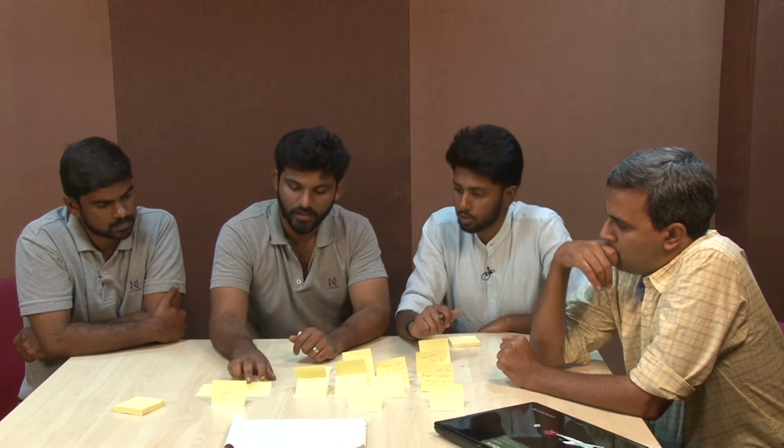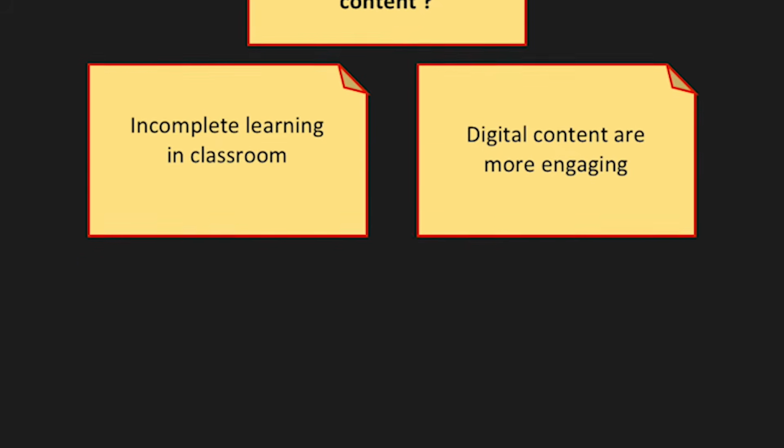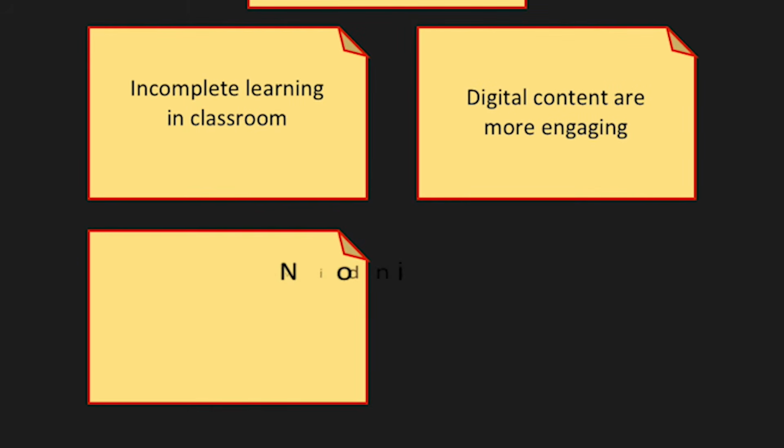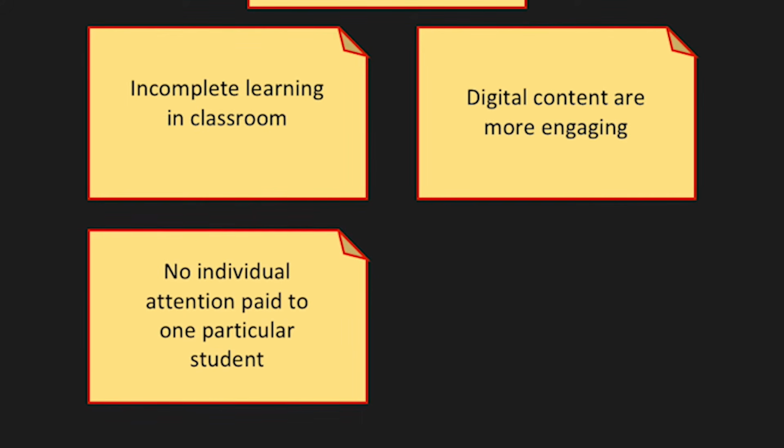So why is learning incomplete in classroom? Because probably the teacher would only explain it once for the entire class and no individual attention is given to one particular student. No individual attention.